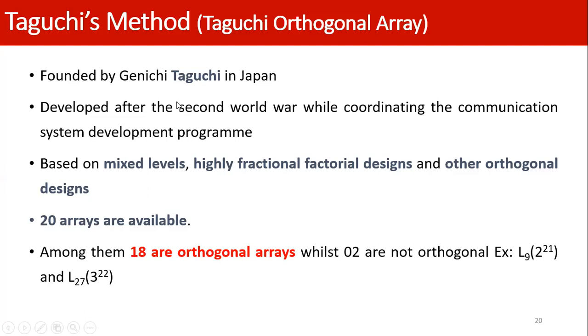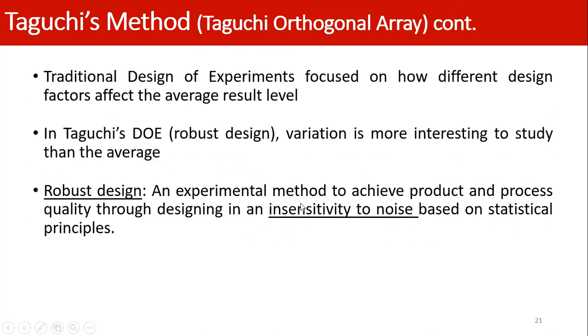Then you will have an MCQ question: all Taguchi's arrays are orthogonal. So that is actually a wrong statement. So this time, you don't have MCQs, don't worry. Okay. Then L9 and L27 are not orthogonal. The other 18 arrays are orthogonal.